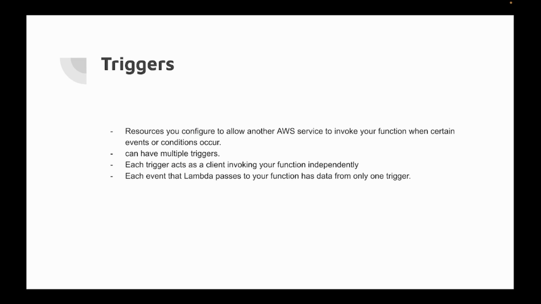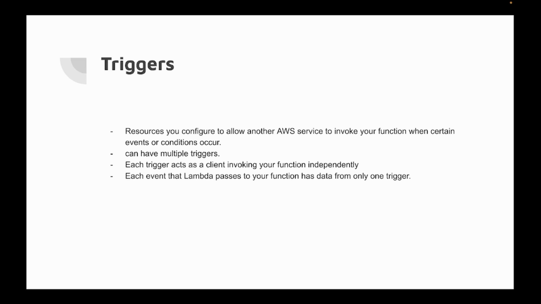Let's start with triggers. So what are triggers? Triggers are resources that you configure so that another AWS service can invoke your Lambda function. AWS provides you a list of services that you can configure so that they can invoke your Lambda function. Not all AWS services can be used as a trigger, but there are a lot of different services that you can use to trigger your Lambda function. And you can have multiple triggers for your single Lambda function.